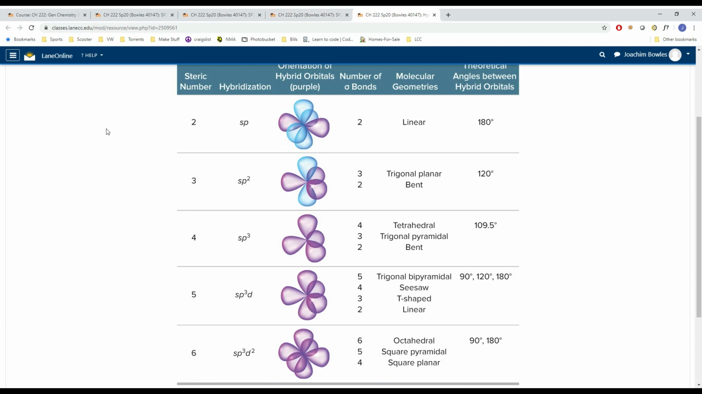You're not going to be drawing these things by hand, but you should know what a pi bond is, what a sigma bond is, and that these orbitals correspond to the molecular geometries we've already learned, and how you can tell what hybridized orbitals there are based on the bonding structure, based on the steric number, the number of electron groups or regions of electron density around a central atom. So I'll leave that to you.